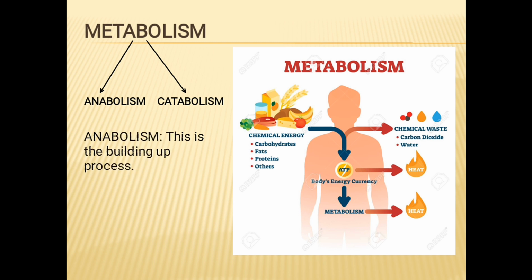Now we have two types of metabolism. We have anabolism and catabolism. Anabolism is the building up process, and it can also be called constructive metabolism. And the second one is catabolism. This is the breaking down process, which can also be referred to as destructive metabolism. In catabolism, when larger molecules are broken down into simpler ones, it results in the release of waste products of metabolism, which are released out from the skin and lungs.